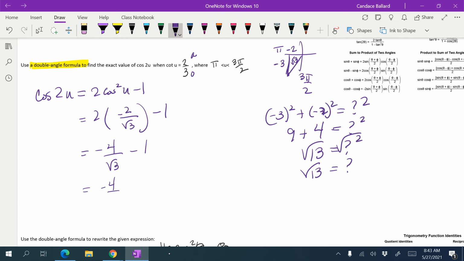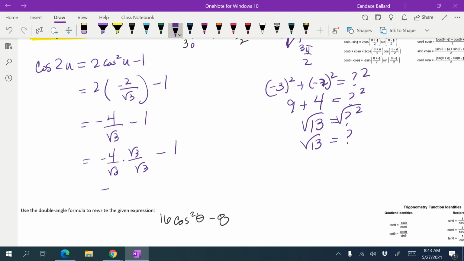I could probably leave that as my answer, but let's see if I can get rid of the radical in the denominator. So I'm going to do that first before I try making a common denominator to go with my -1. So that looks like -4 square root of 13 over 13. Instead of writing 1, I'm going to write 13 over 13. So I get the common denominator, and then I could write it as a single fraction if I needed to, over 13.